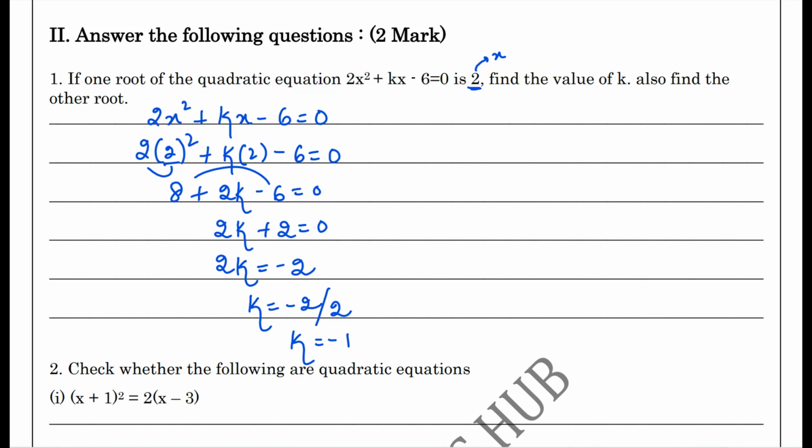Right? Now we got the value of k, and also what we should do, we should find out the other root. How to find out the other root? Now 2x square, the value of k is minus 1, minus 1 into x is x, minus 6 equals 0.